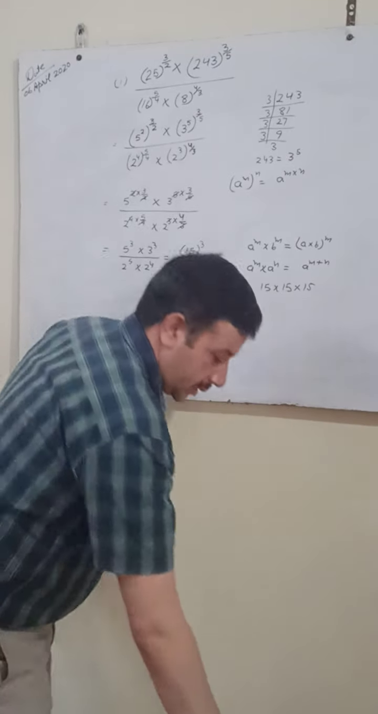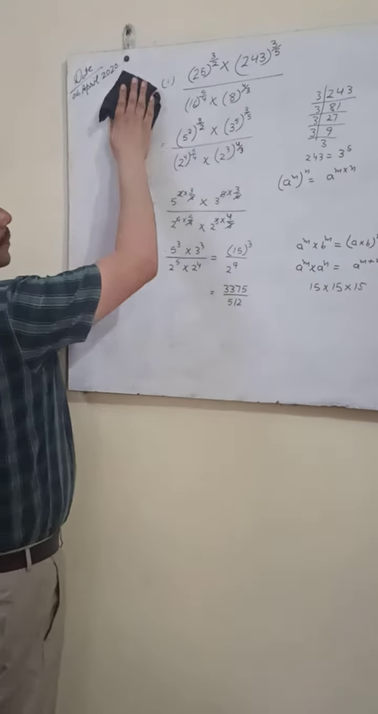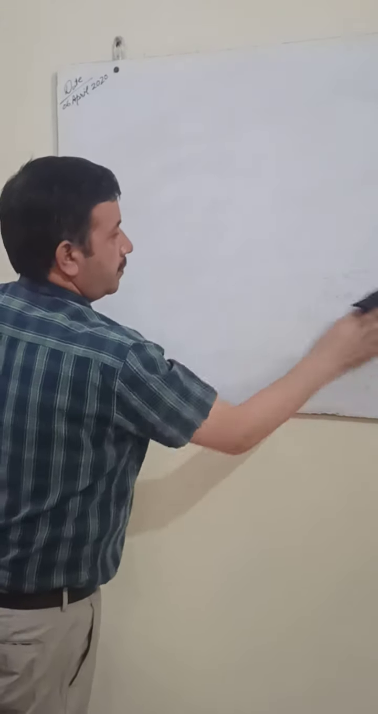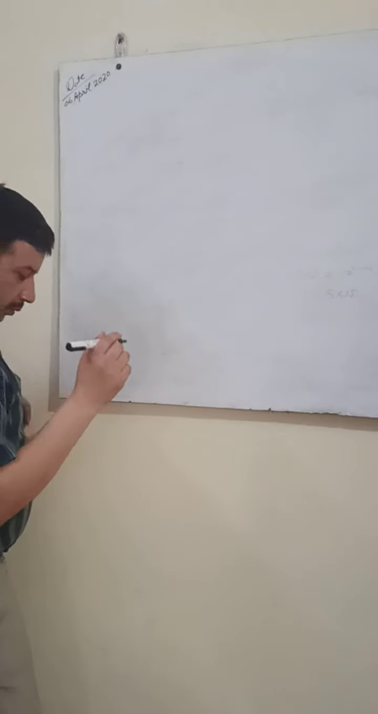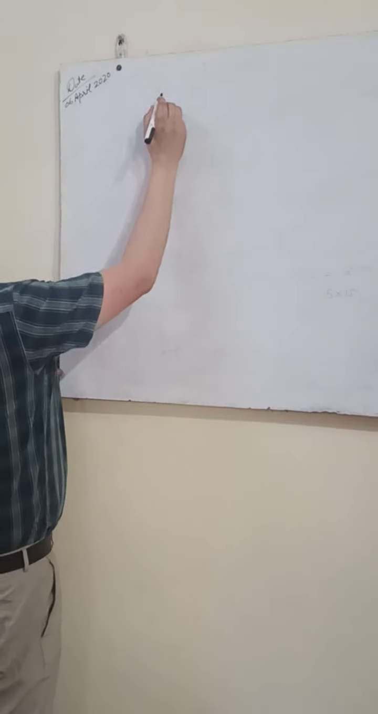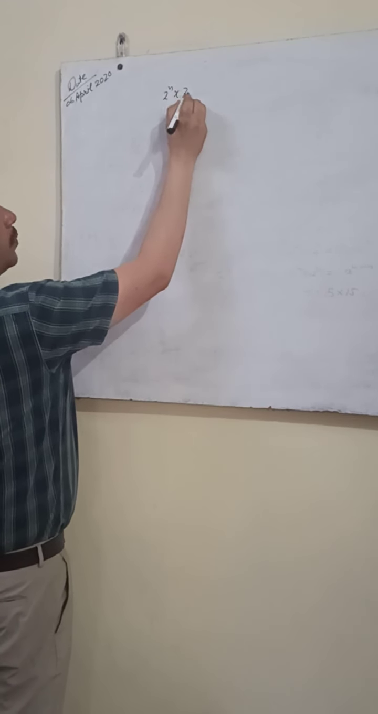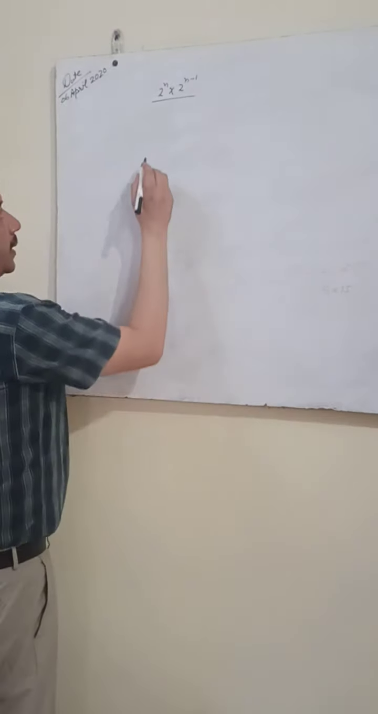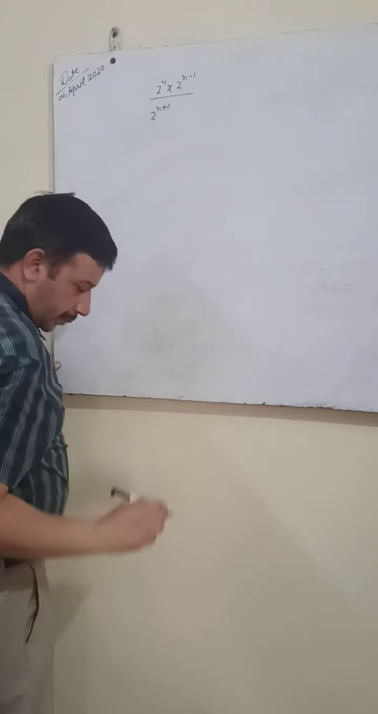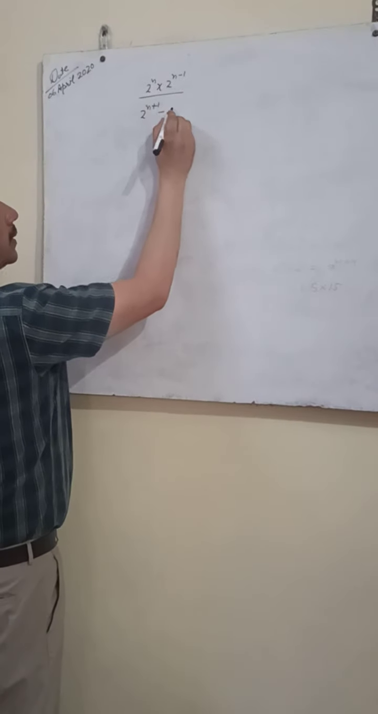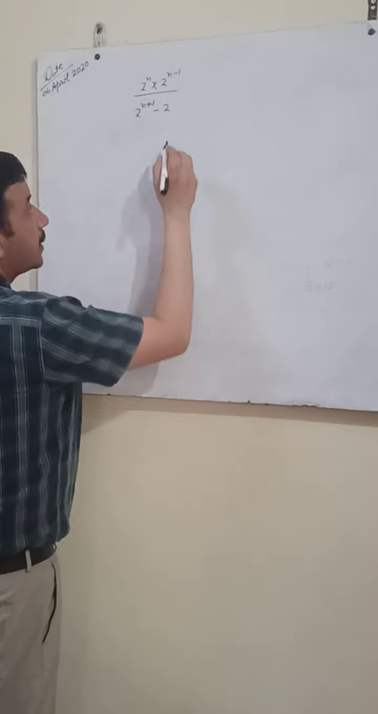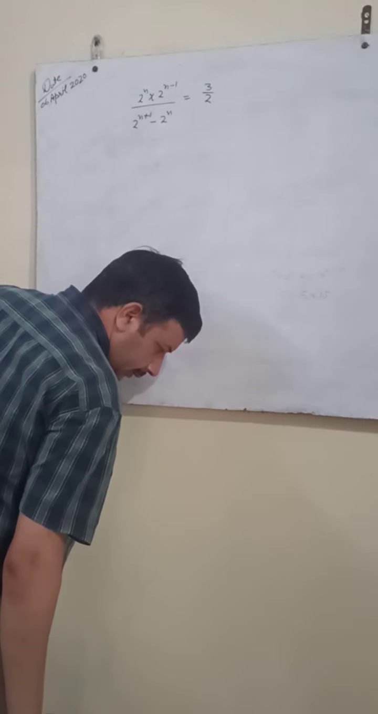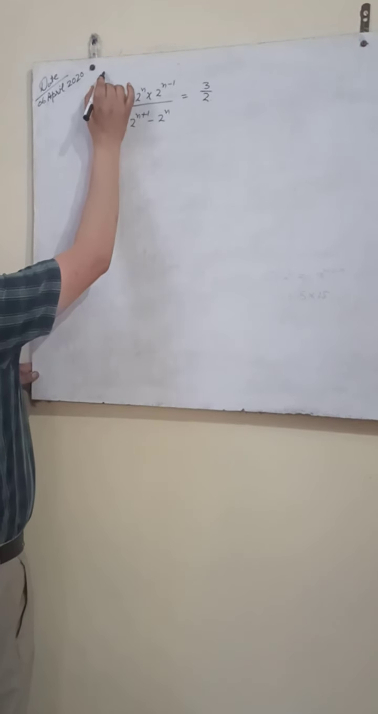Now the second question is: 2 power n multiply by 2 power n minus 1 divided by 2 power n plus 1 minus 2 power n is equal to 3 upon 2. We have to prove that. The question is: prove that.